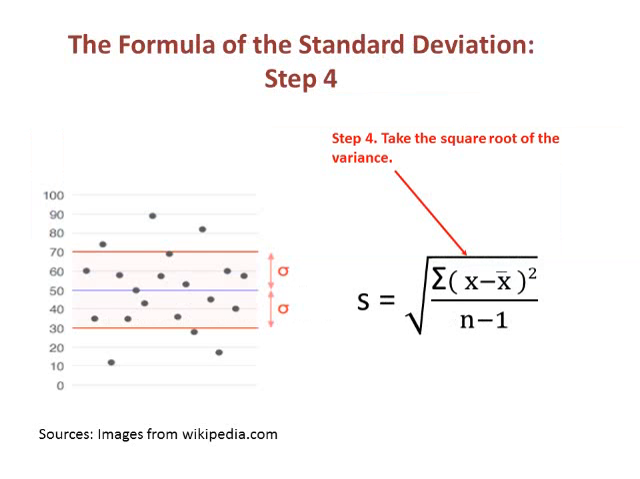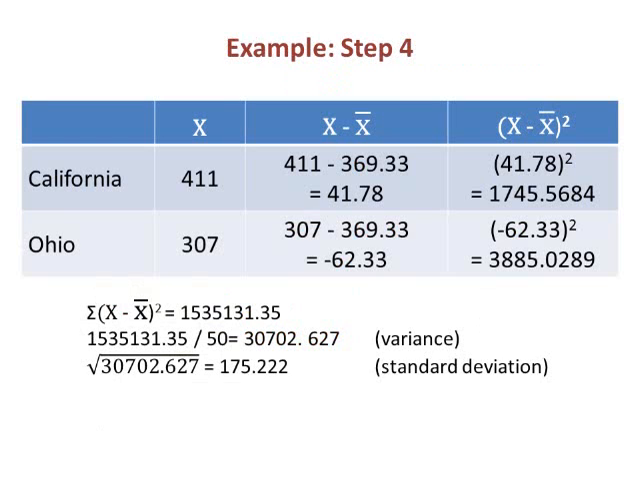For the final step, take the square root, which undoes the squaring earlier. This gives us the standard deviation. Here the standard deviation is calculated in the example.